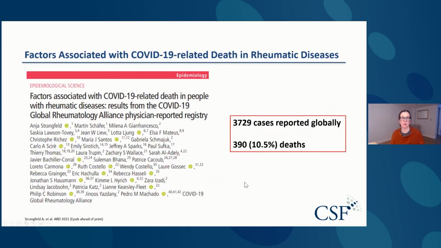So that was our first paper, and it was kind of getting our feet wet looking at these data. Towards the end of the summer, we had close to 4,000 patients, and we felt this was now a good opportunity to start to really dig into these data more, and in particular to start to look, if we can, within specific diseases and compare specific biologics. And again, a great global collaborative effort. So this time we had 3,729 cases. And again, we have higher mortality, with 10.5% having died.